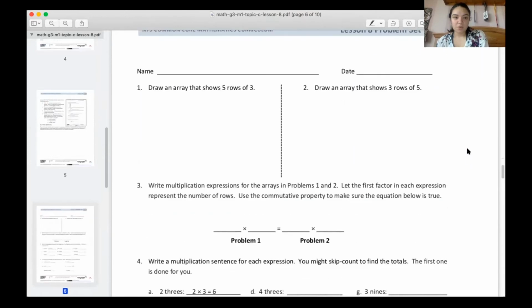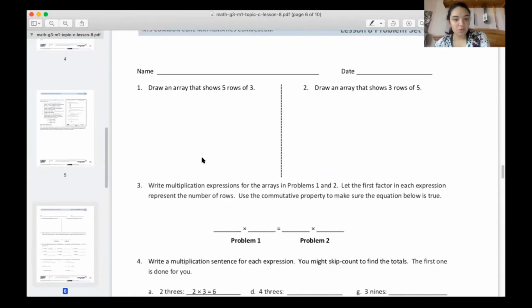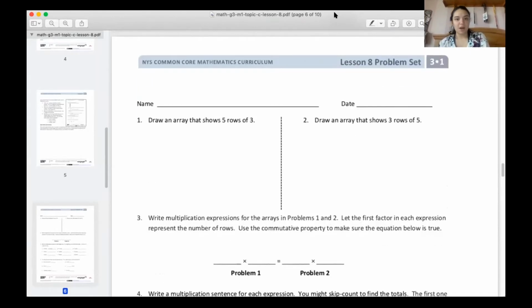So here is our first problem. We're gonna do 1, 2, and 3 first, and then we'll take a look and see kind of how we're doing.